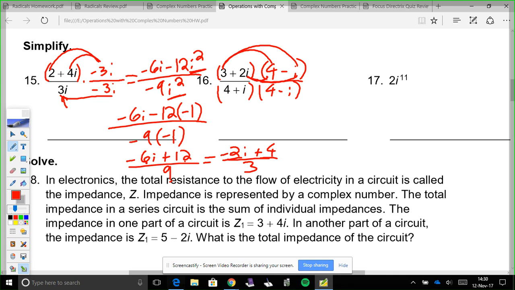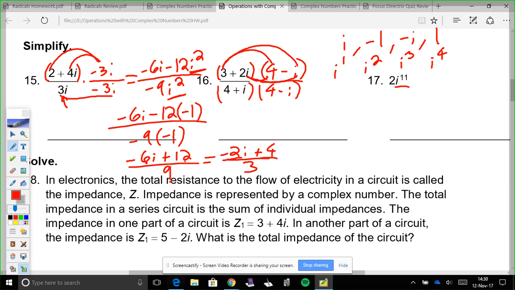Now, for number 17, i to the 11th power is the thing that we're concerned with. When you have i to a certain power, you have one of 4 possible outcomes. You either have i, negative 1, negative i, or positive 1. i to the first power is a regular i, i to the second power is equal to negative 1, i to the third power is equal to negative i, and i to the fourth power is equal to positive 1.